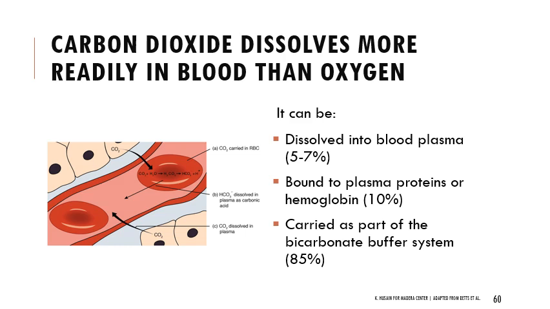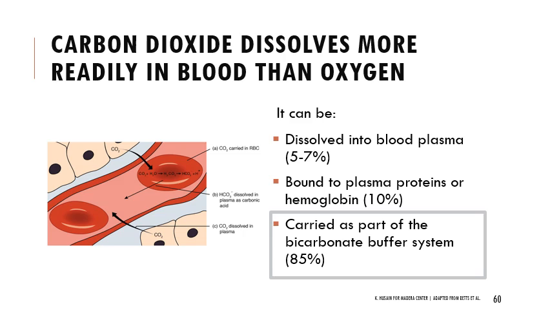So I've mentioned that carbon dioxide does things a little bit differently than oxygen. It's not primarily carried by hemoglobin. About 10% of it is bound to plasma proteins, including hemoglobin, but 5 to 7% of it dissolves pretty readily into blood plasma, which is way more than oxygen does. But then a huge portion of it, 85%, is carried as part of this bicarbonate buffer system.